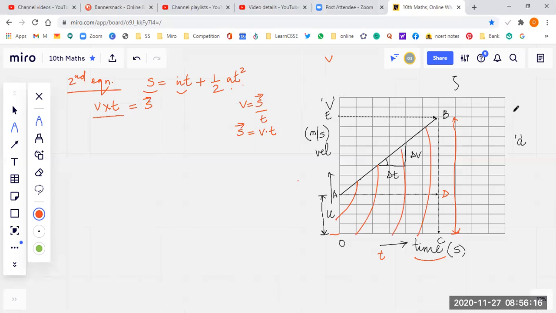Now this complete area is the area of the triangle ADB plus the area of the rectangle ADCO. So this total area is equal to area of triangle ABD and area of rectangle ADCO, right? So I can do both ways, right?